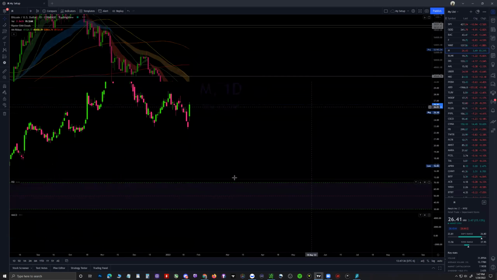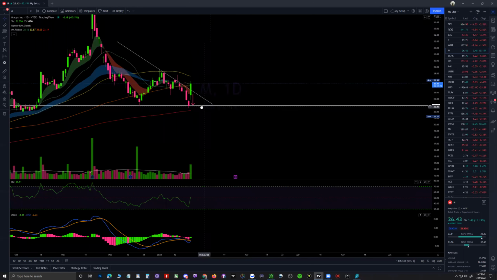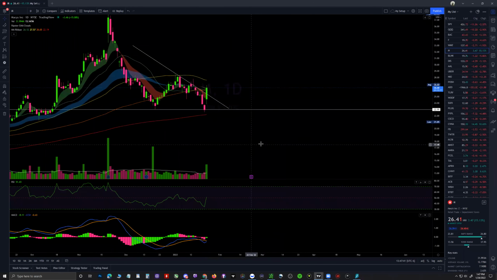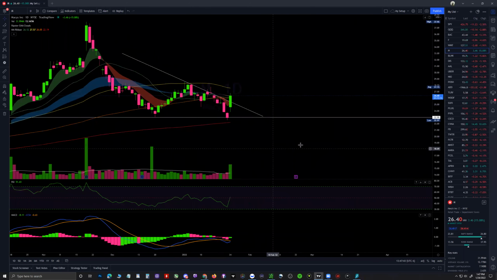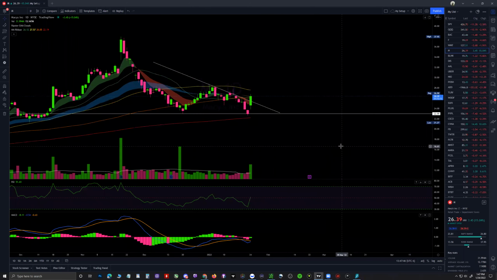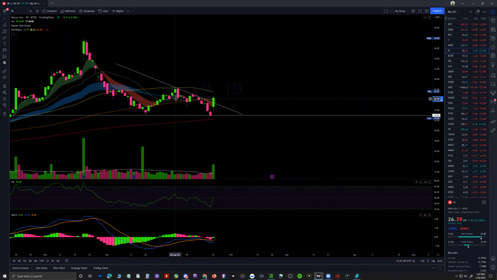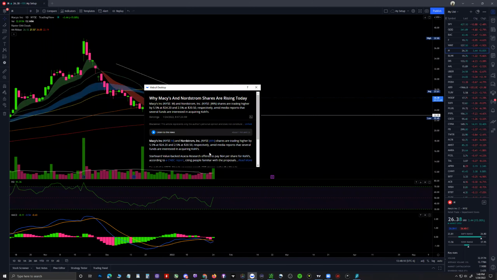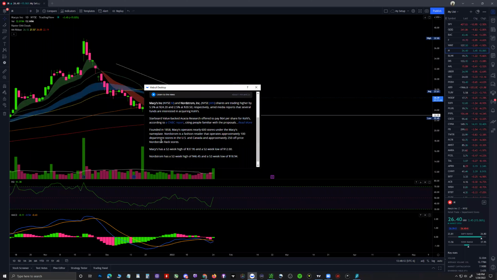All right, Macy's. Macy's actually broke out of the downtrend today. So we could see a continuation on Macy's. Let's see if Macy's got any nice news. Macy's honors Black History Month. Why Macy's and Nordstrom shares are rising today. Let's take a look at this news. I'm just going to skim through it and then I'll let you know if I see anything.